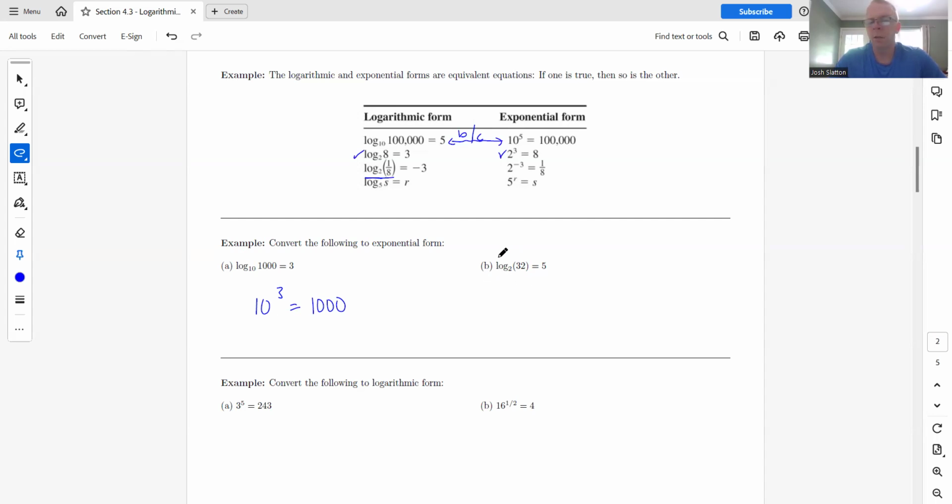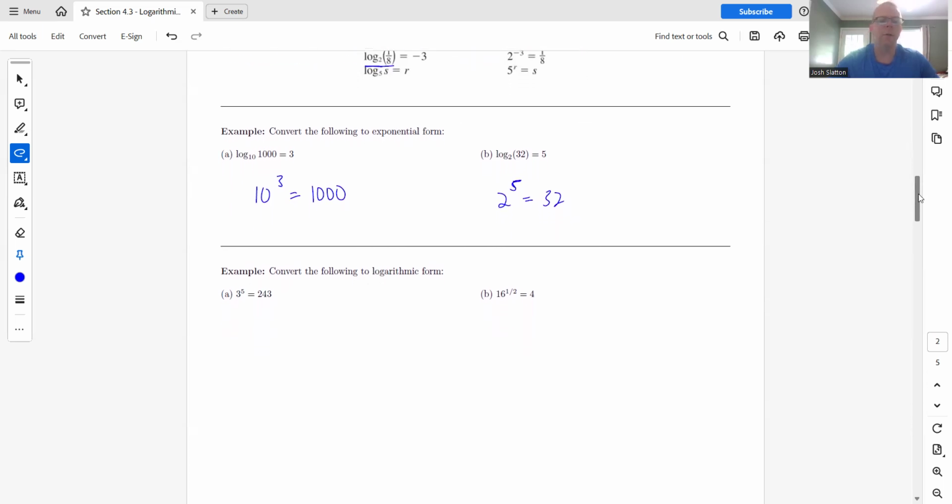So this one we have log base 2 of 32 equals 5. So 2 is the base, and then 32 and 5 are going to switch sides. So 2 to the 5th equals 32, which of course you can easily know that's true.